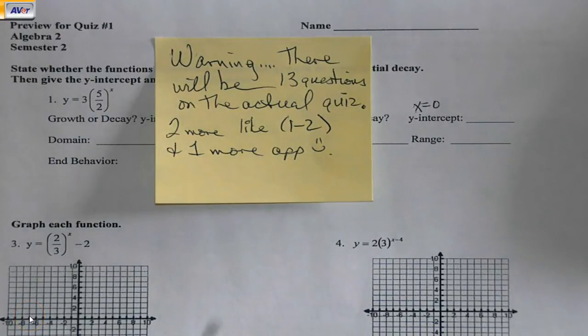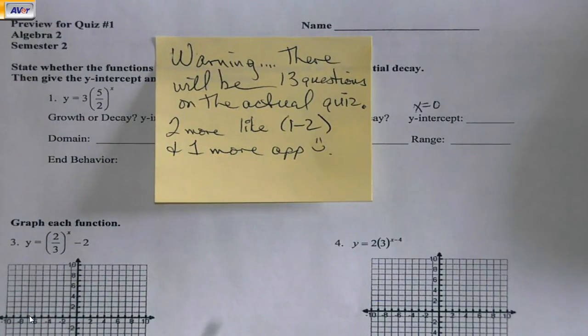All right, ladies and gentlemen, we are ready for quiz 1 into unit 4 here. As you can see on a little post-it here, I know most of our previews are almost identical to what we're looking at on a quiz or test, but this time we're going to throw a little twist in. You'll notice on your review that there are not 13 questions, but there will be on the actual quiz.